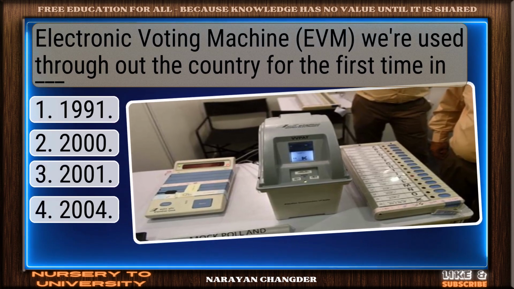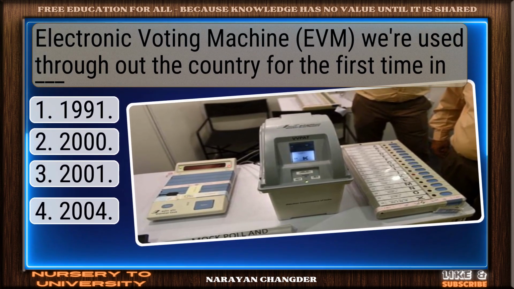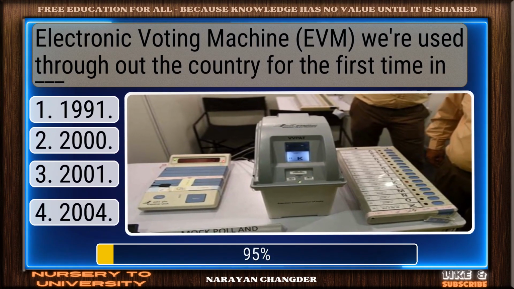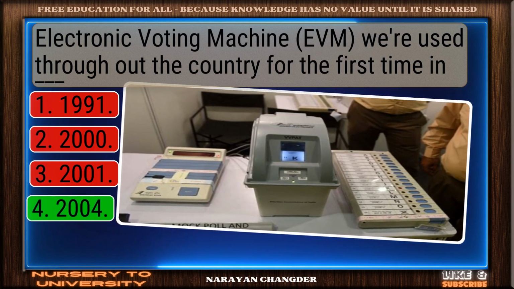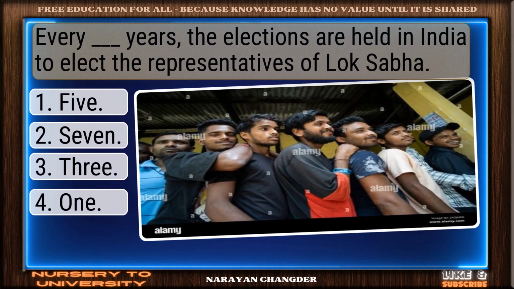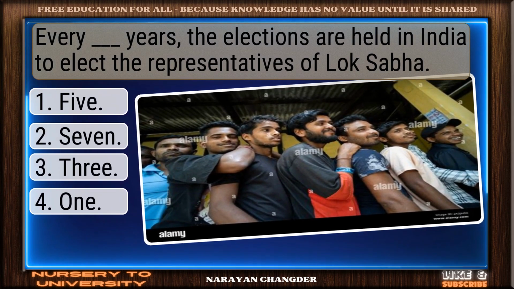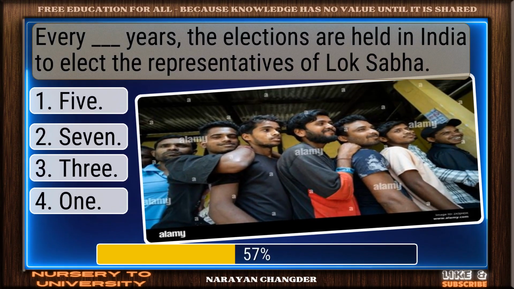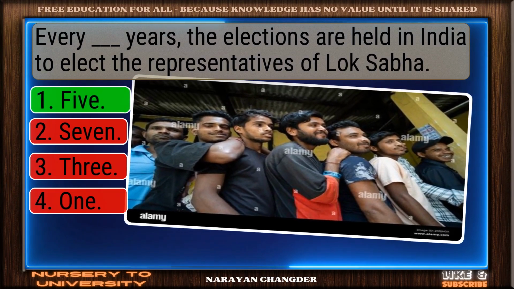Question number 27. Electronic voting machines were used throughout the country for the first time in dash. Excellent choice. 2004 is the right answer. Question number 28. Every dash years, the elections are held in India to elect the representatives of Lok Sabha. Sharp thinking. 5 is the right choice.